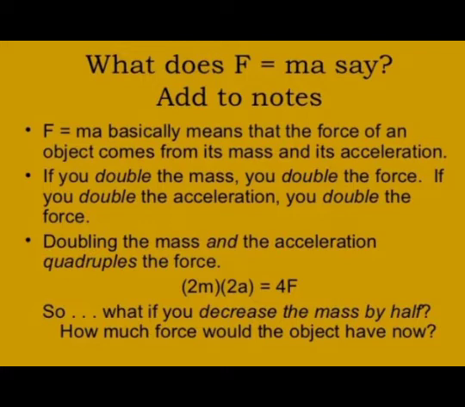If you double the mass, you double the force. If you double the acceleration, you double the force. Doubling the mass and the acceleration quadruples the force. So the quantity 2m times the quantity 2a is equal to 4F. So what if you decrease the mass by half? How much force would the object have now?